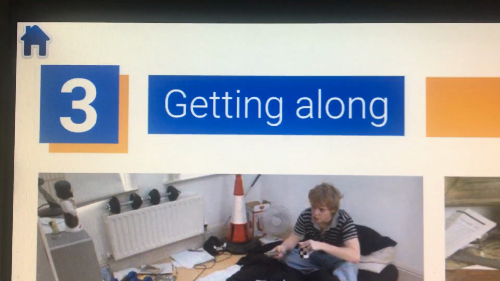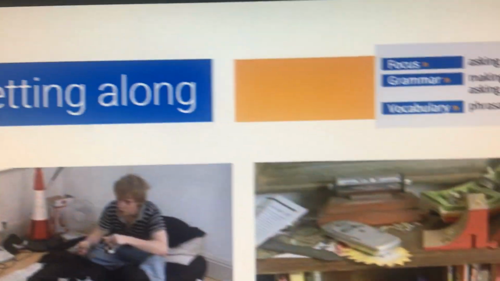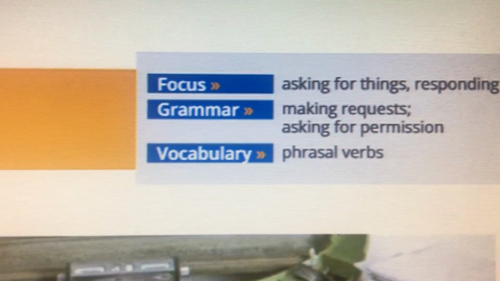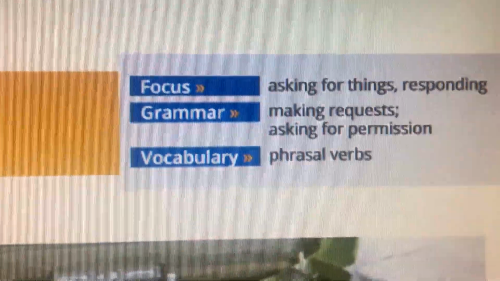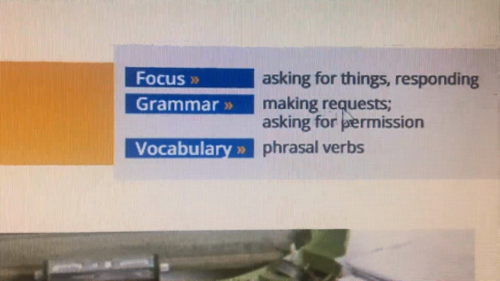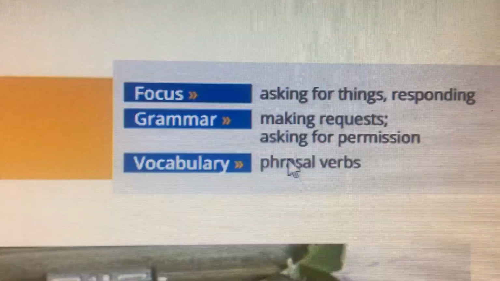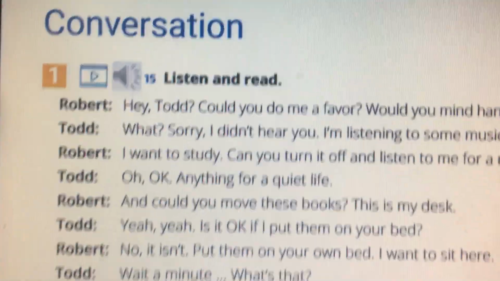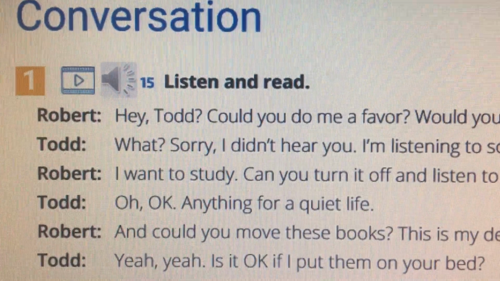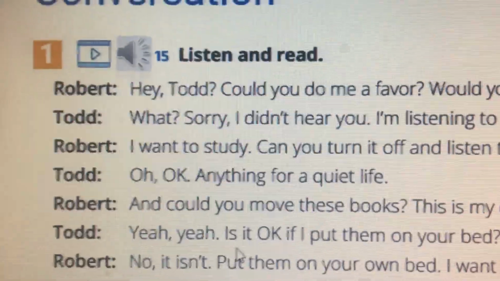And today we're going to work on Unit 3. The title is called Getting Along. If you look at this box here, you can see today we're going to focus on making requests and asking for permission, and vocabulary, phrasal verbs. So let's start it off on the next page, page 16, conversation. Unit 3, page 16, conversation.